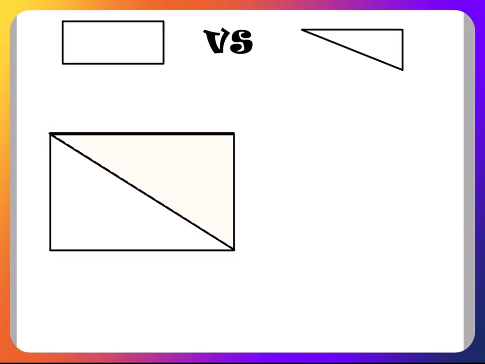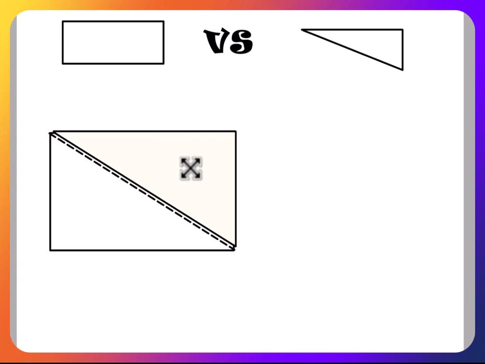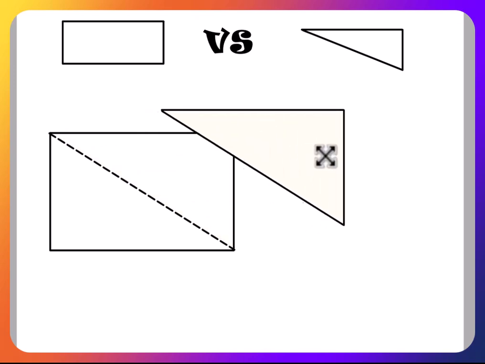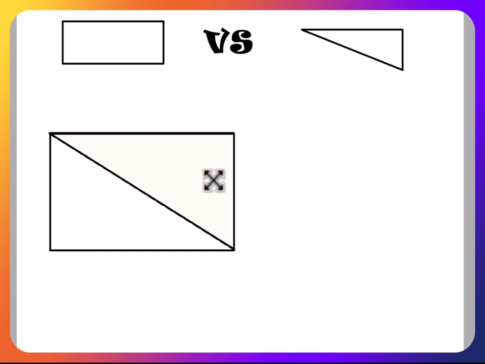Okay, let's talk about rectangles versus triangles. What can we do to a rectangle to turn it into a triangle? Well, you could cut it diagonally, and it's going to give you two pieces, right? And what is the shape of these two pieces? Triangles. Now tell me about the area of one of the triangles.